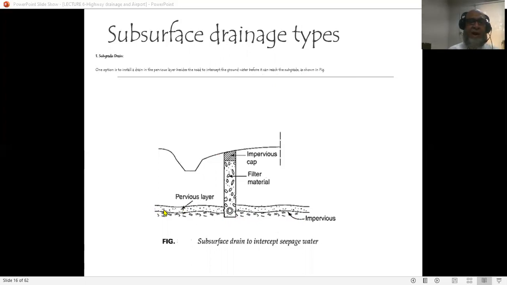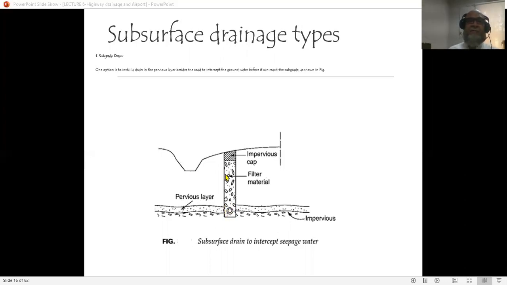So what you do, you provide a pervious layer. This may be of gravels. And you excavate a trench like this. You have a pipe that we call a perforated pipe. It is so designed that the opening should not allow a minimum particle size of around say 0.075 mm to pass through it. Otherwise, if the size of perforation is larger, then the silt will also go and this can choke your system.